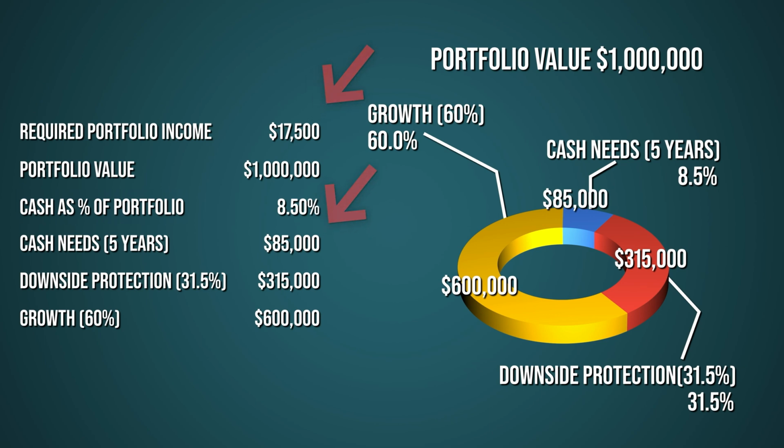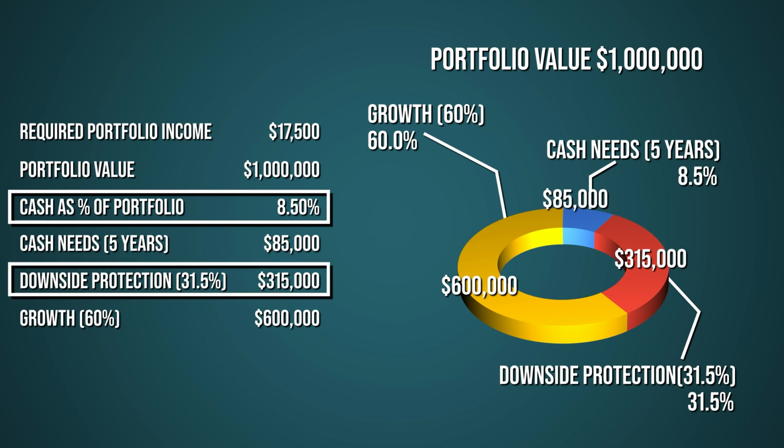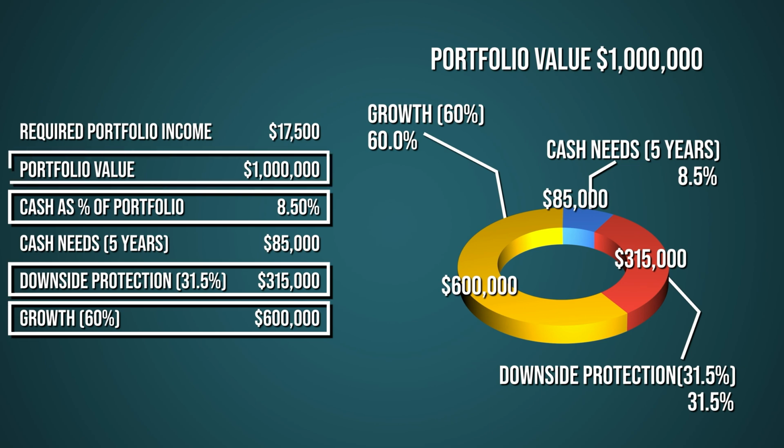And then what we do is we back out the other two portions of our portfolio. And we're not really using asset allocation as a driving mechanism for this, but we will show the different bands of our portfolio as a percent of our total portfolio value or our total wealth for the ease of illustration here. So with an 8.5% cash bucket, we now have also a 31.5% what I call downside protection bucket, and then a 60% growth bucket. This yields a total portfolio value of $1 million.